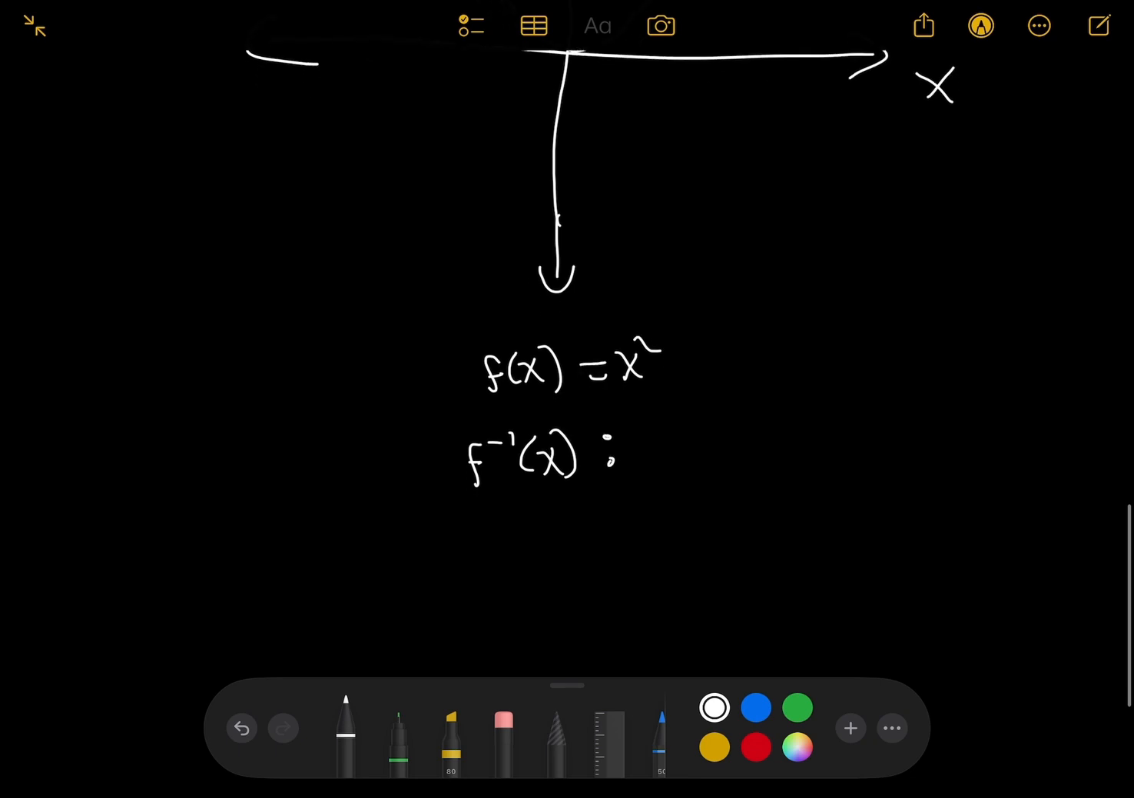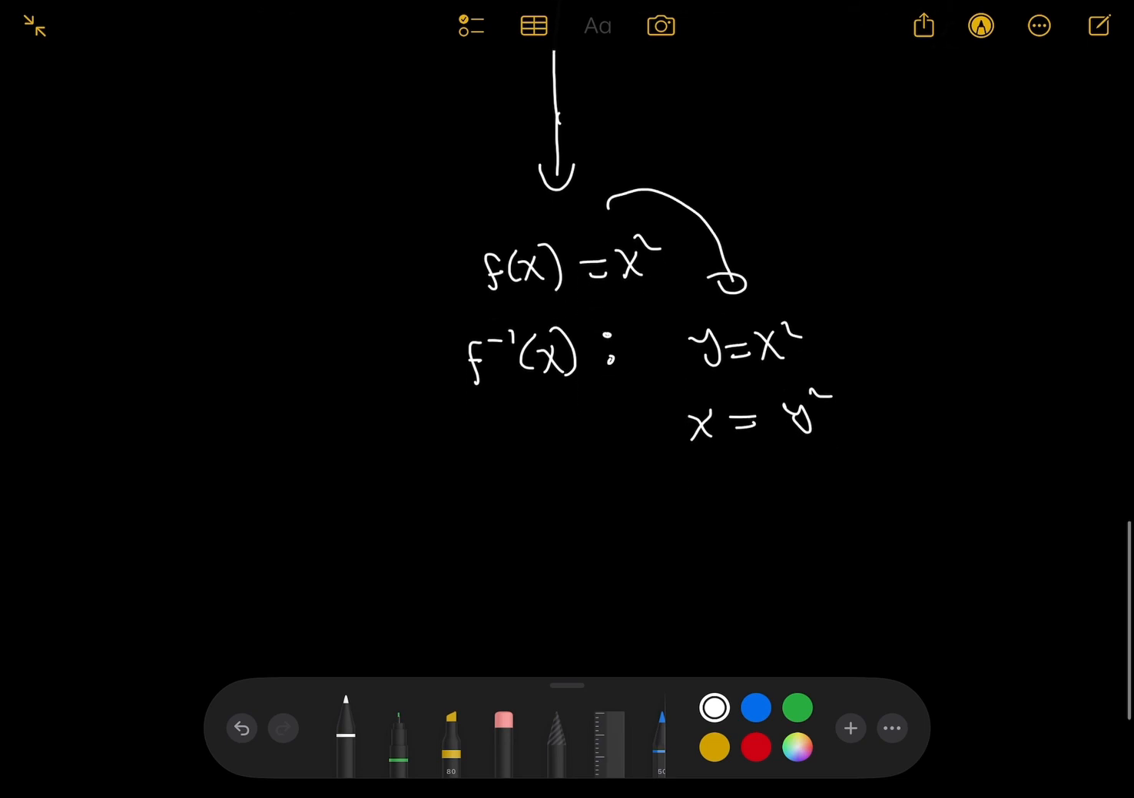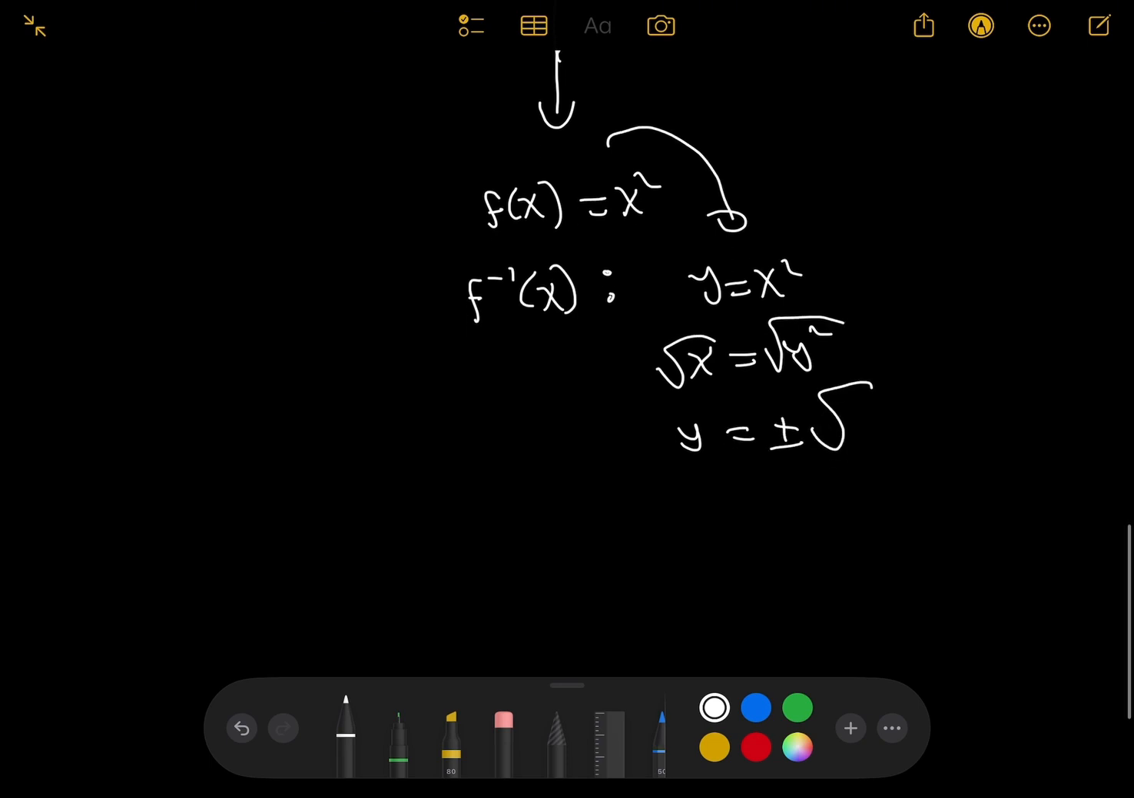For our inverse graph, we start with y is equal to x squared, and from that we have to swap the values of x and y once again. So we end up with x being equal to y squared. And since we want to make y the subject of the formula, we put a square root on both sides. Therefore, we end up with y being equal to plus or minus the square root of x.